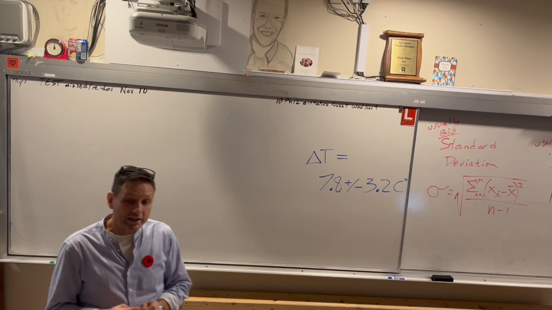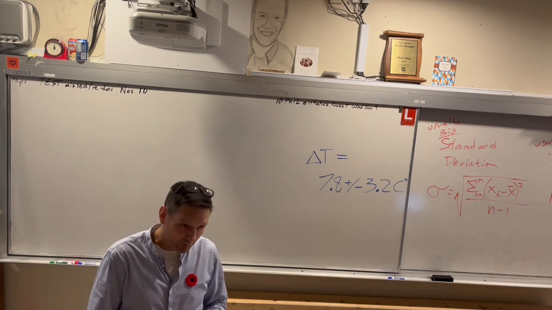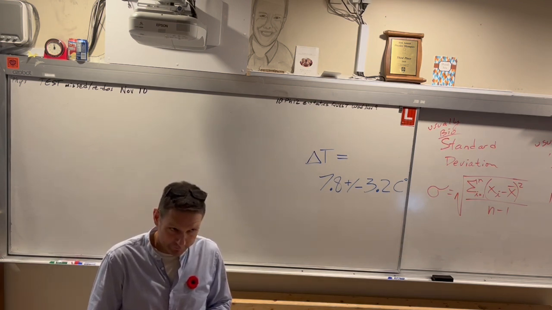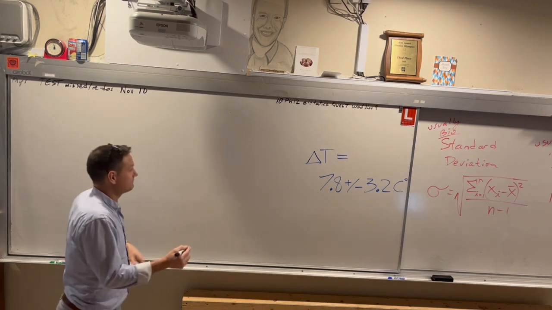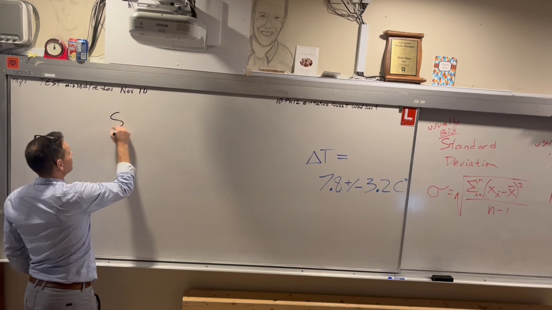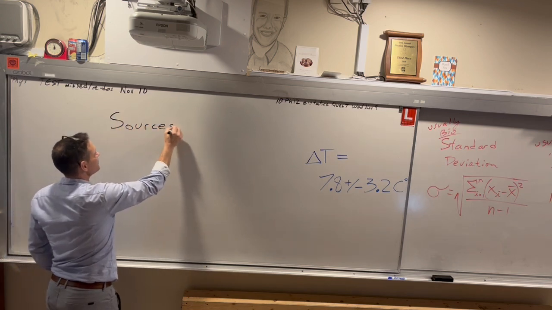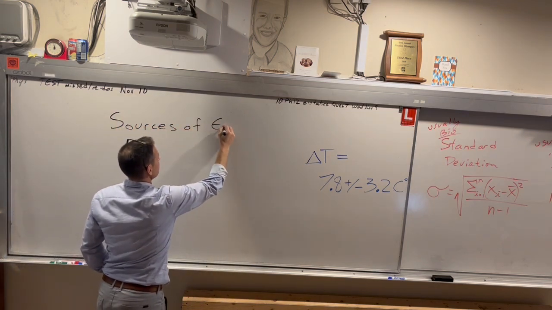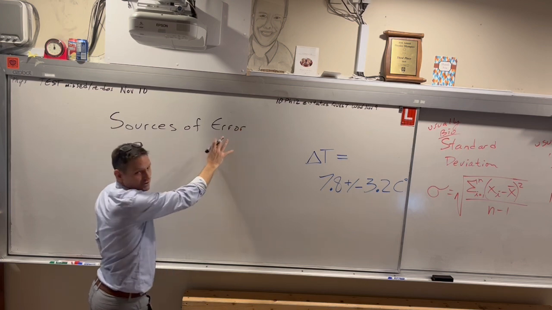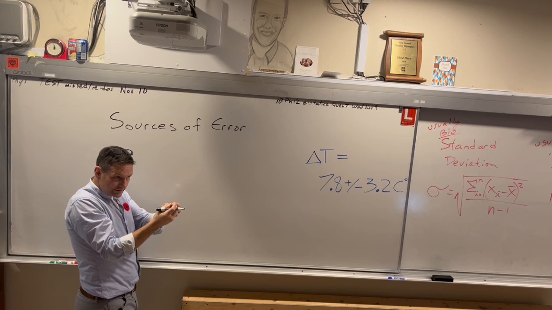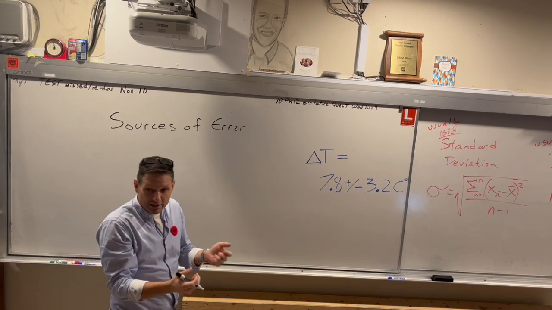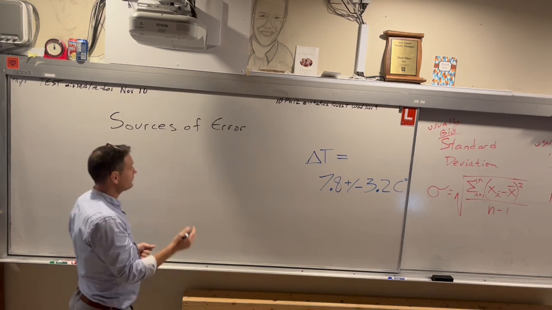When you write an IB lab paper, I know you don't need that right now, but there will come a day when you really need it. And you're going to write about sources of error. Error is not a mistake. Okay? Error is the inherent uncertainty in a measurement. And there's two types.